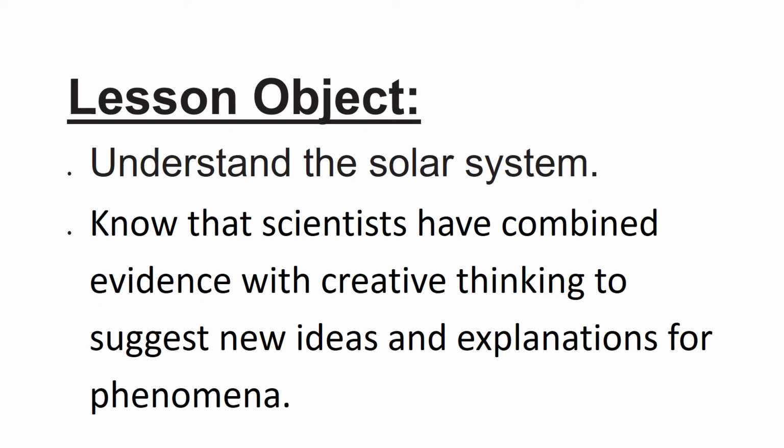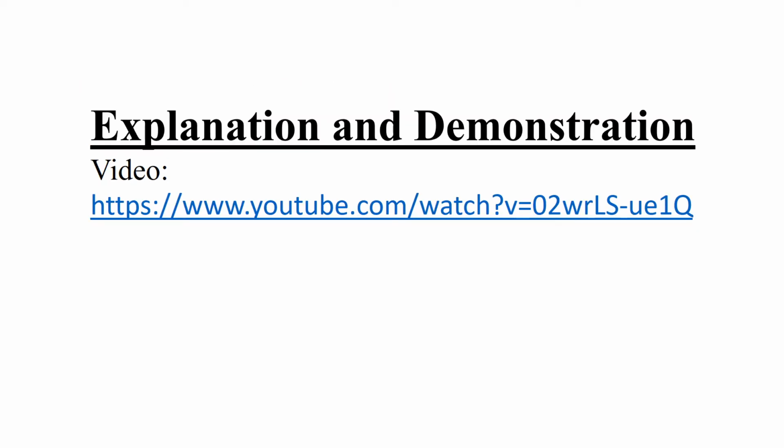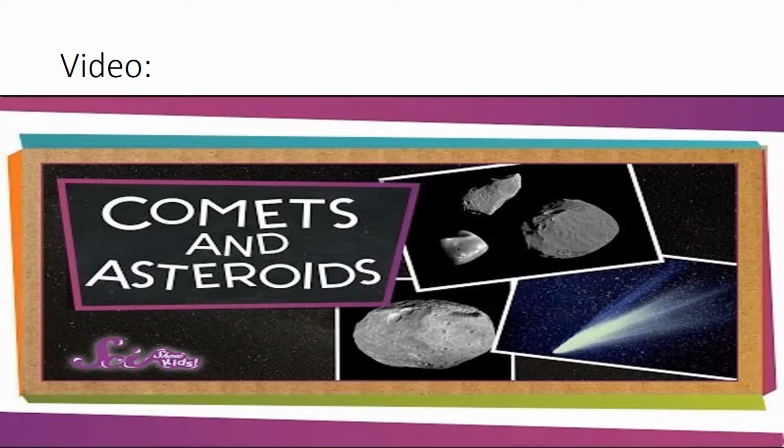Today my lesson objective is, number 1, to understand the solar system. Number 2, to know that scientists have combined evidence with creative thinking to suggest new ideas and explanations for phenomena. We all know about the solar system. This is the video link. This is a video which I uploaded for you. You have to click this and check what the commentary on astronomy says.